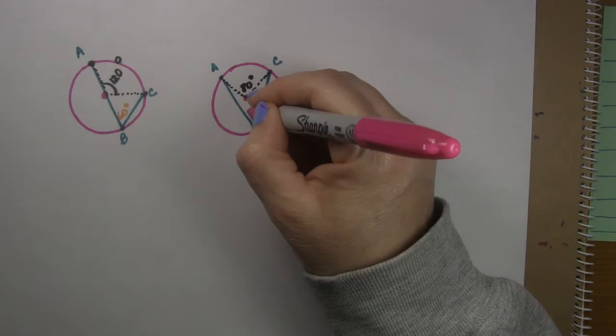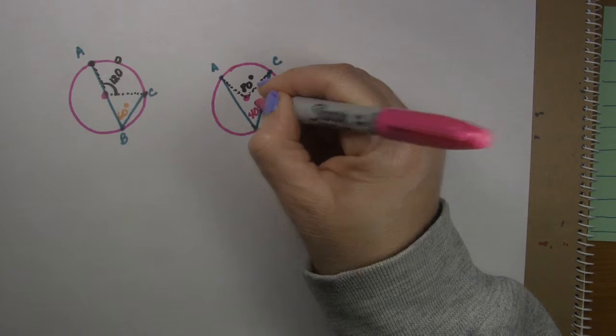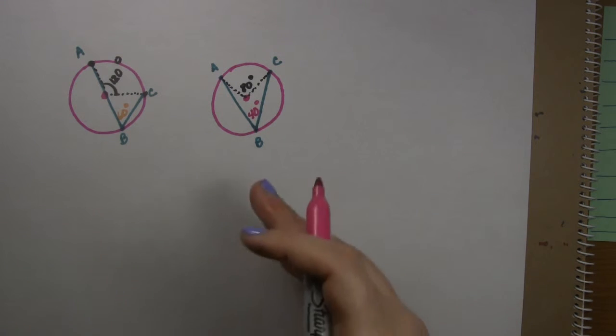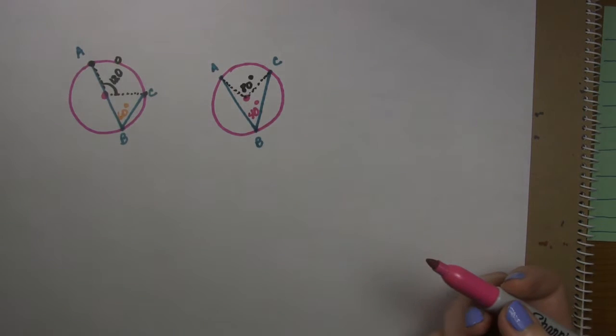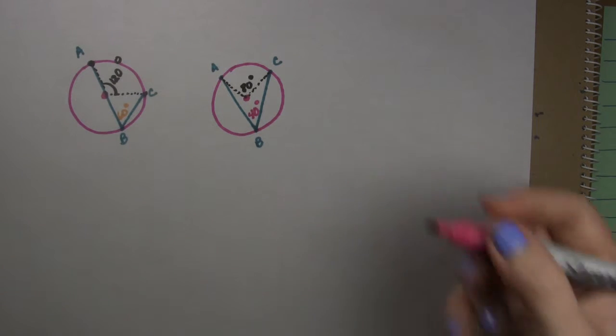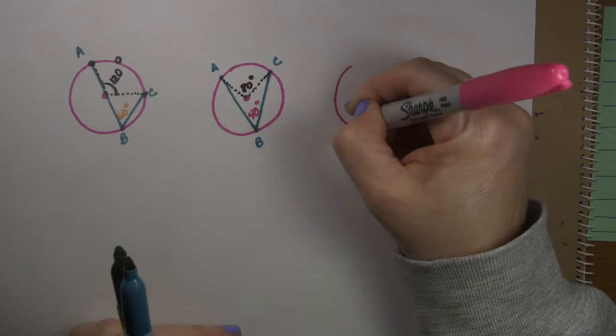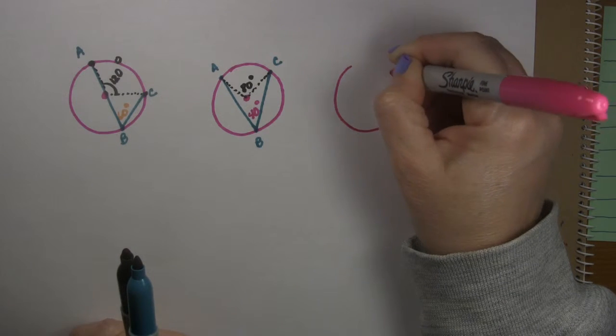What is this angle right here? 40 degrees. Oh, see, this is so easy you can even do it in your head. Right, so it's just half of whatever the intercepted angle is. And then there's another way that you could draw the inscribed angle.